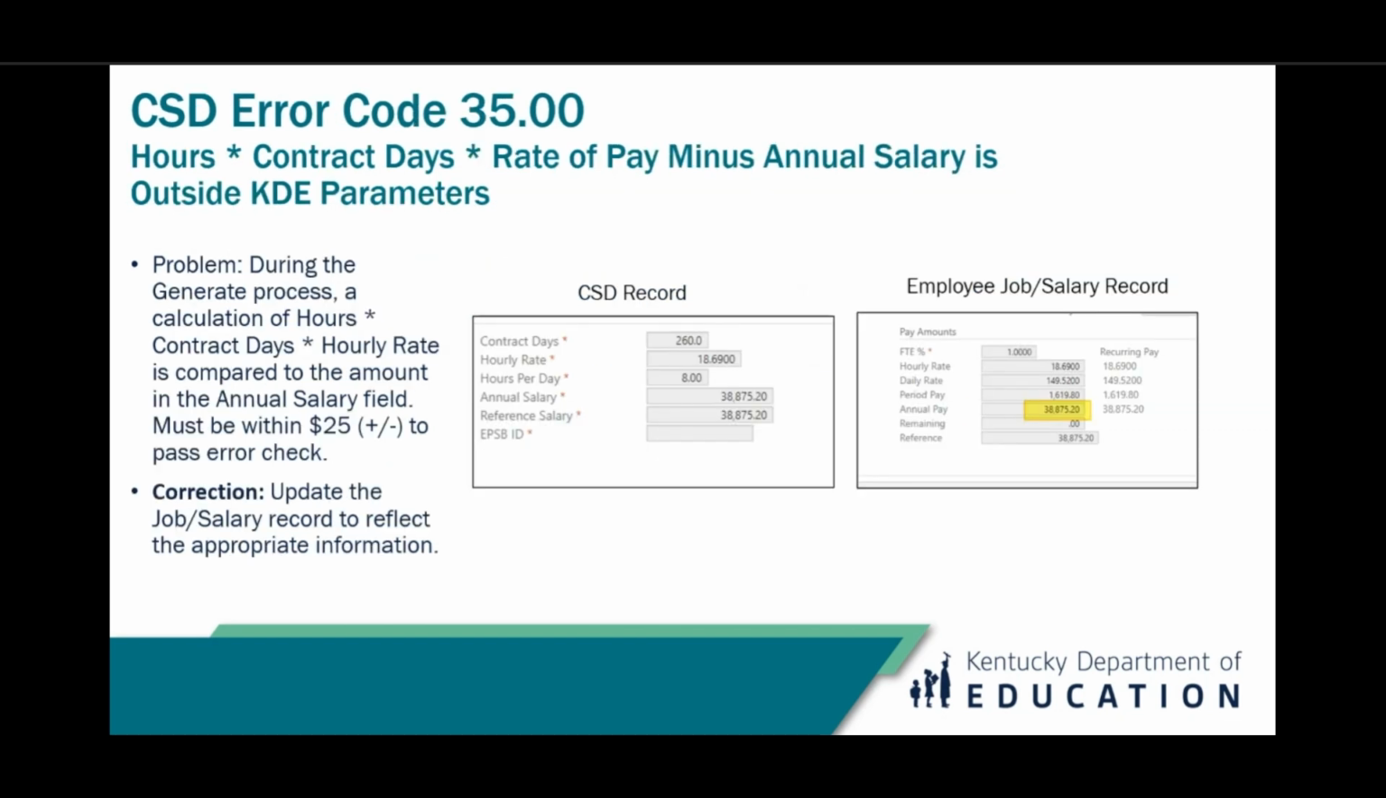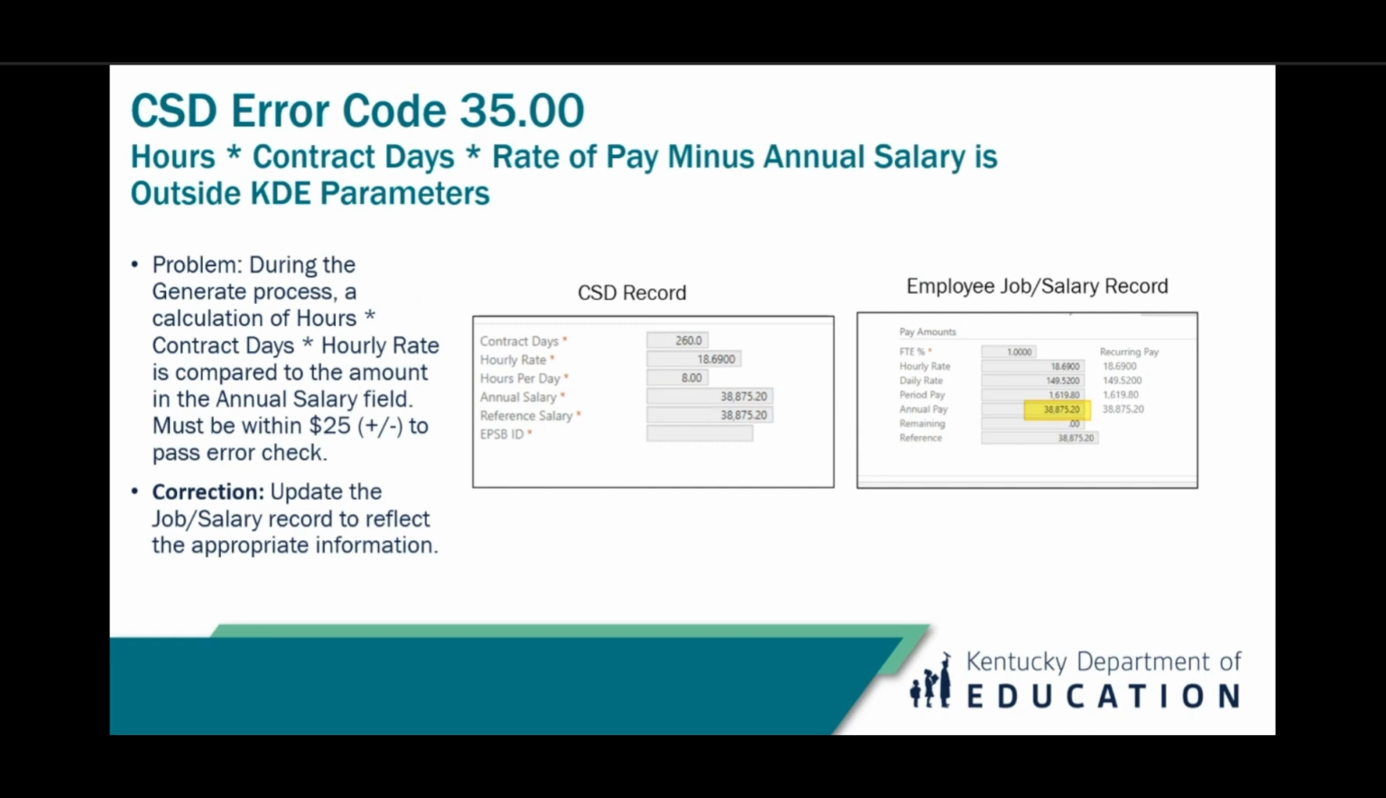So error code 35, each of the CSD and PSD reports have a calculation, and these are always ones that we assist districts with. In this instance with CSD, it's hours times the contract days times the rate of pay minus the annual salaries outside of KDE parameters. You just need to check to see that that calculation of hours times contract days times hourly rate minus the annual field is plus or minus $25 for this to pass the error check. And you'll update the job salary record to reflect the appropriate information.